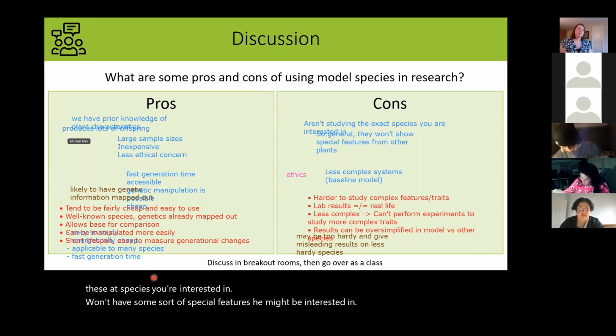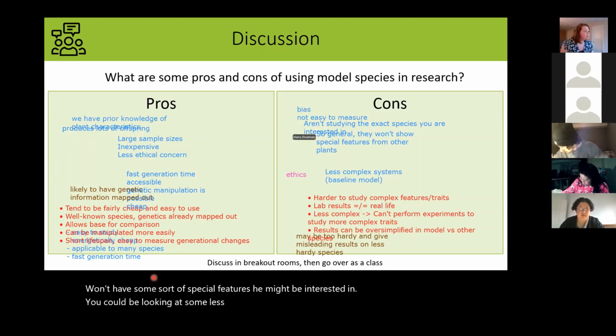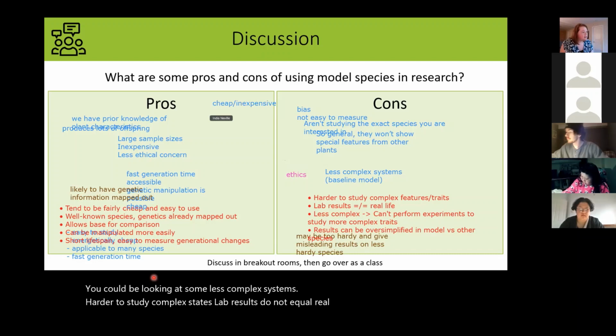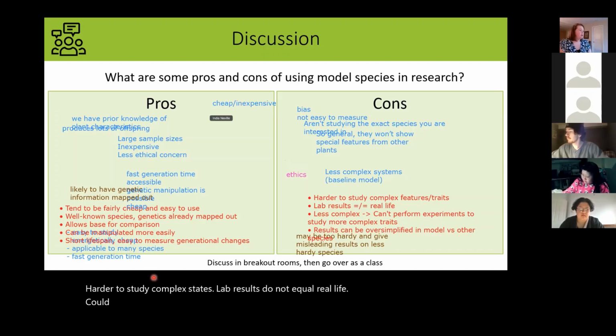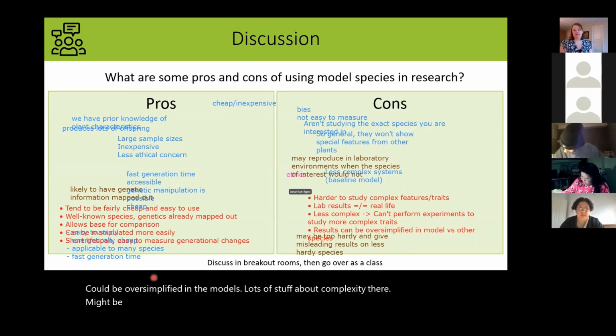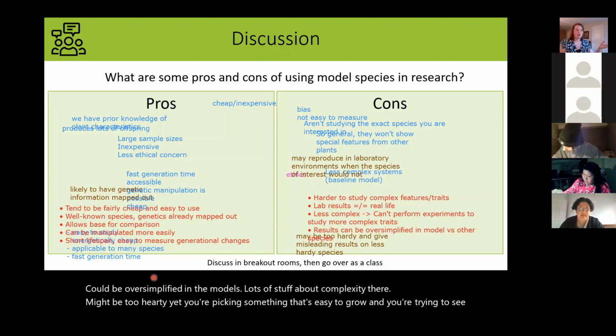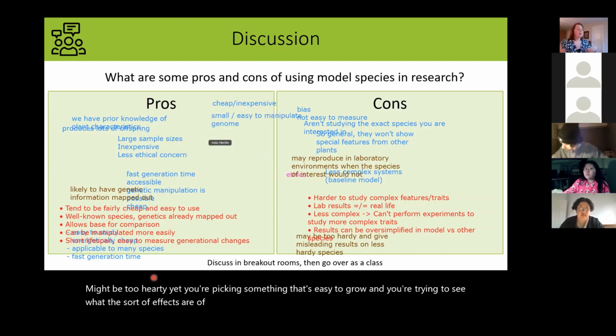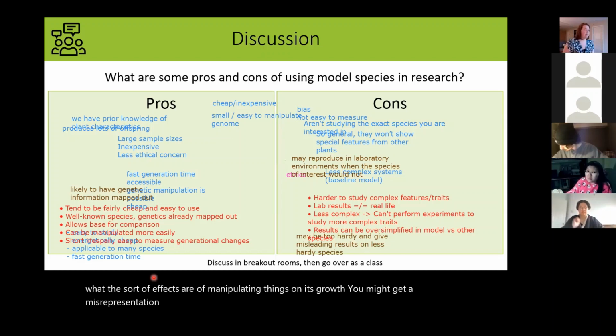You could be looking at some less complex systems, harder to study complex states. Lab results do not equal real life, could be oversimplified in the model. So lots of stuff about complexity there. Might be too hardy. Yeah, if you're picking something that's easy to grow and you're trying to see what the effects are of manipulating things on its growth, you might get a misrepresentation of a standard plant.